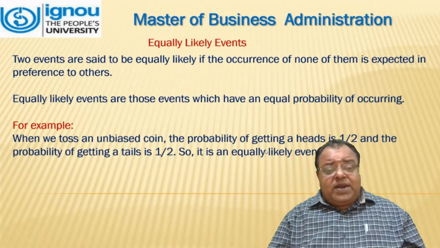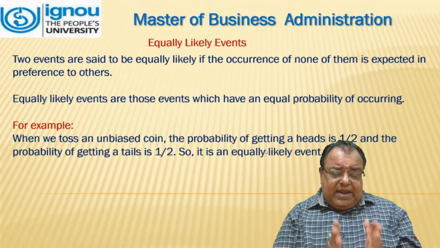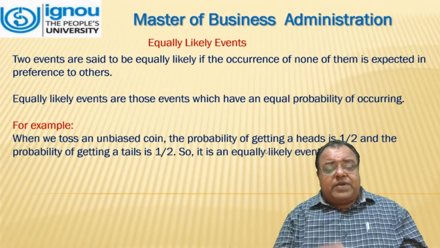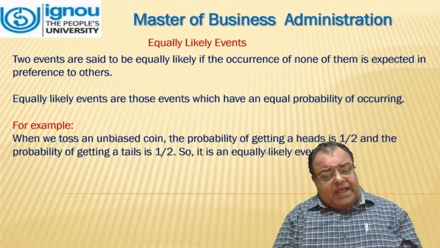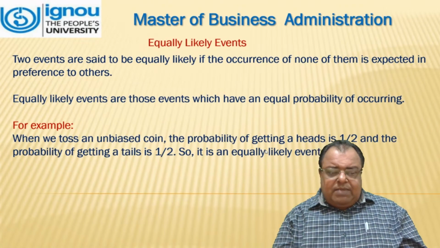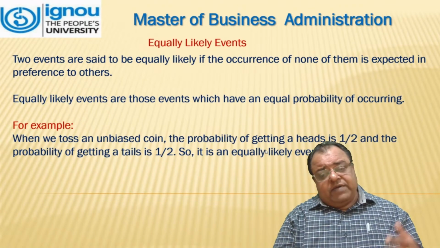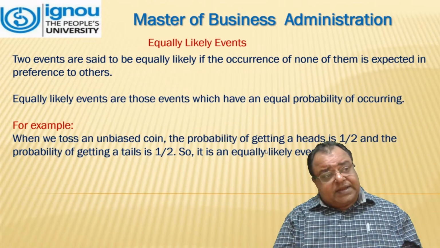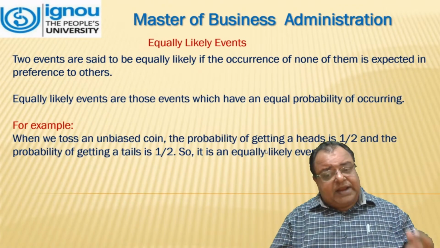Then come equally likely events. Two events are said to be equally likely if the occurrence of none of them is expected in preference to the others. Equally likely events are those events which have an equal probability of occurring. For example, when we toss an unbiased coin, the probability of getting a head is 1 by 2, and the probability of getting a tail is again 1 by 2. So we can say that it is an equally likely event.